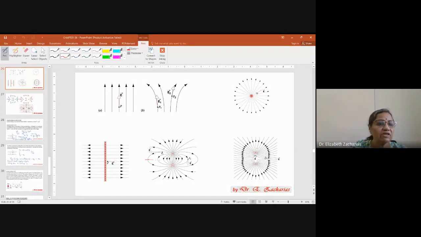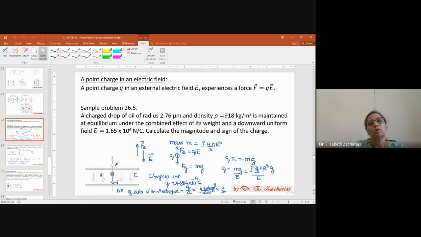Then once we were done with that, we quickly went to what happens to a charge placed in an external field. Till now, we were looking at what is the field due to a charge. Now we are not bothering about who or what has created the field. We know there is a field. Now when you put a charge there, what happens to the charge? We have seen that the charge will experience a force F equal to Q into E, and we worked out a problem which is the e by m measurement by J.J. Thomson's method.